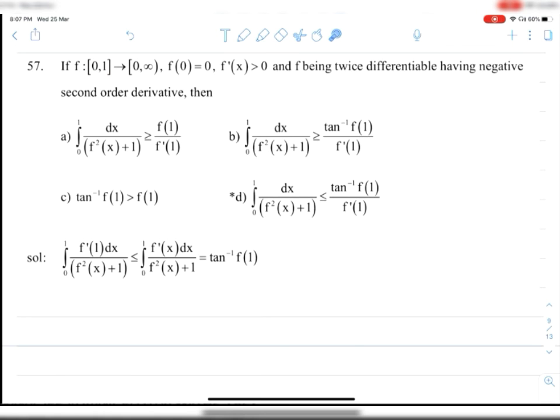The question which was asked in the JEE. So okay, f from closed 0 to 1 to closed 0 to infinity, f of 0 is equal to 0, f dash of x is greater than 0, and f being twice differentiable has negative second order derivative. He's saying f double dash of x is less than 0 and f dash of x is greater than 0, which implies f dash of x is greater than 0 but decreasing.